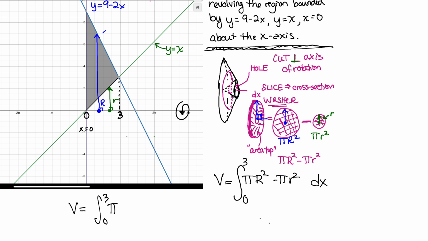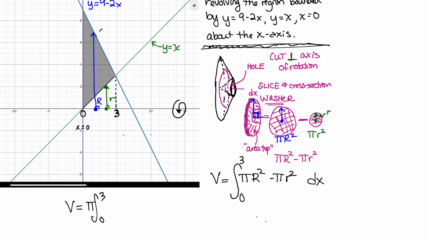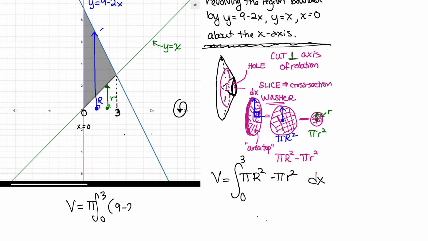You guys want to pull the pi out? Is that okay if I pull the pi out? I'm going to pull my pi out, put him out front. And that's going to give me big radius, 9 minus 2x squared, which is big radius squared, minus little radius squared. So that's going to be x squared. And now I'm back to x's, right, because I'm integrating with respect to x.